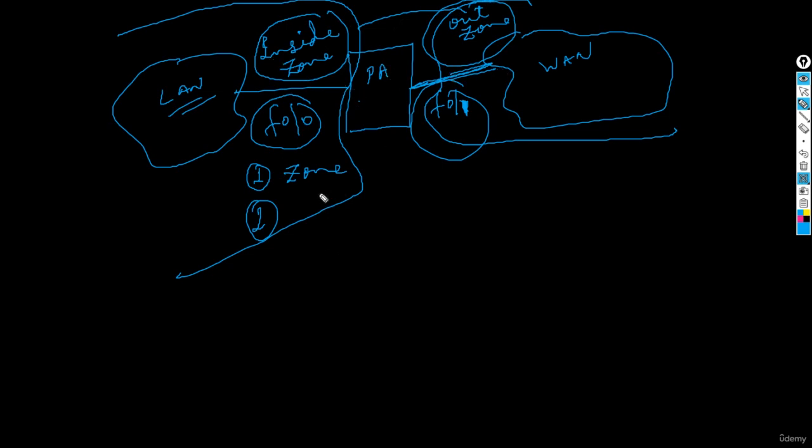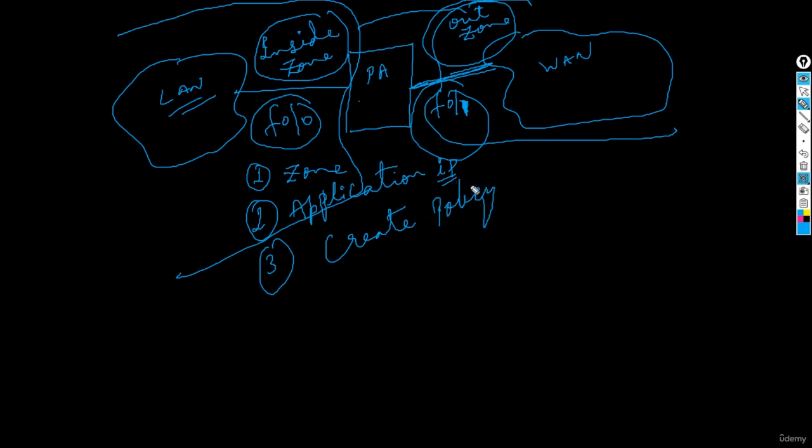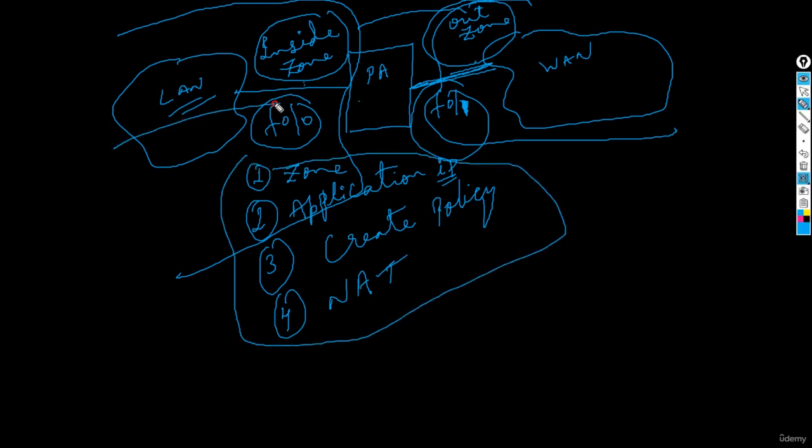So first thing we will create the zone, second thing we will apply the IP address to the interface, so we will make this interface up. Third one, we will create the policy, and fourth one we will do NAT. Why do we need to do NAT? Because we are going from inside, that is private IP, to public IP, so we will create the NAT. After doing this configuration, our LAN network is allowed to go to WAN.